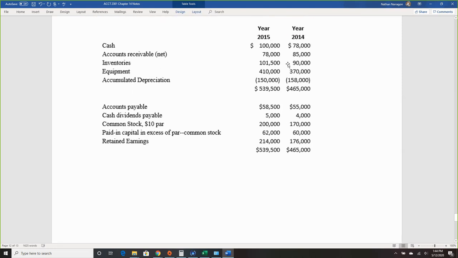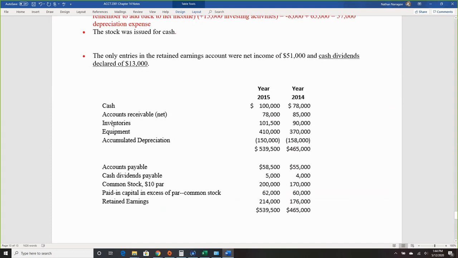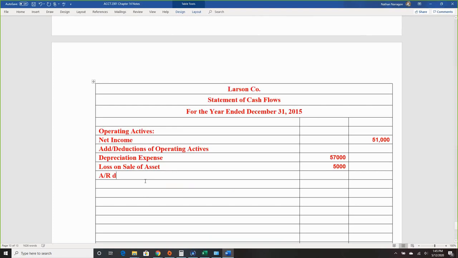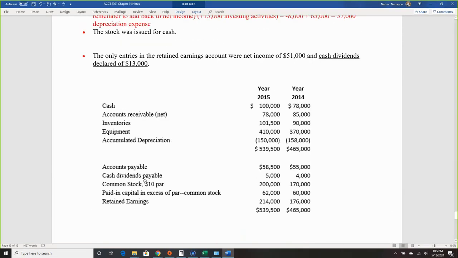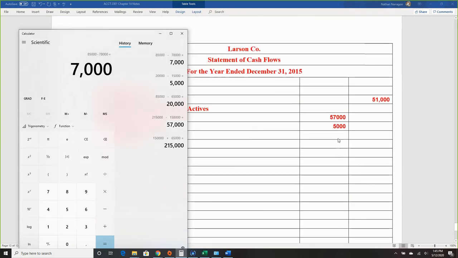First off, AR. So AR decreased, so you can see 85,000, so 78,000. Decreased would mean we would add it back. So calculator, 85,000 minus 78,000. And we'll add that $7,000.